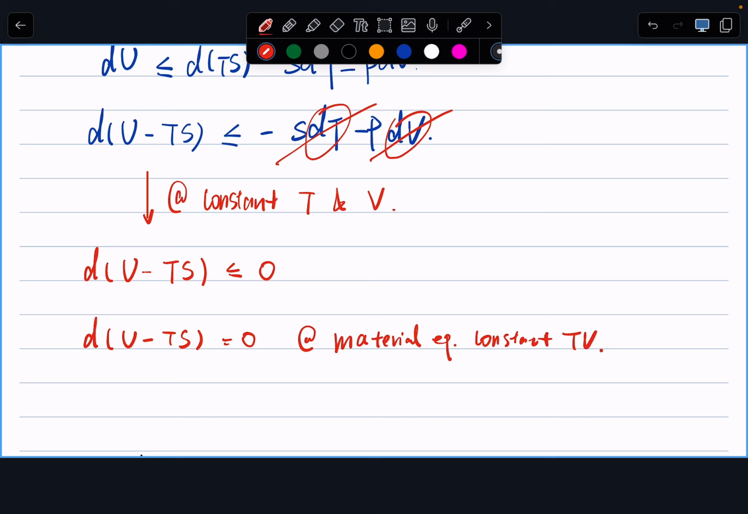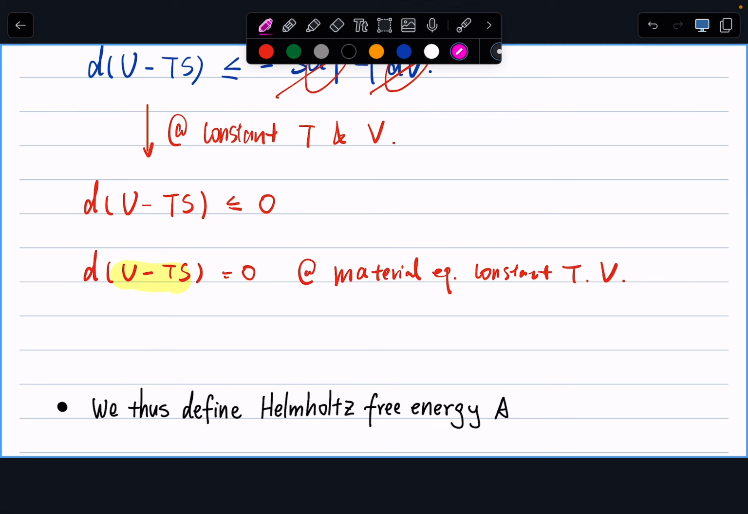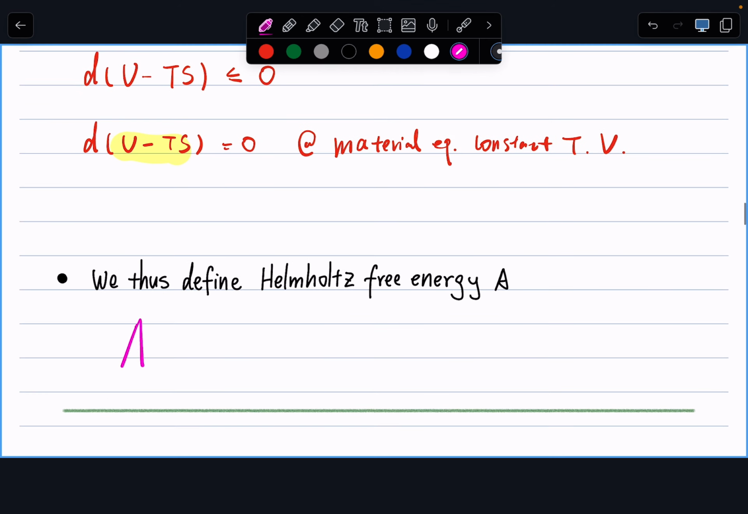Constant TV. All right. And like closed system, mechanical thermal equilibrium. Or the other way to put it, this is what we want, right? We want a state function that describes the material equilibrium, and thus we defined our Helmholtz free energy, A equals U minus TS.